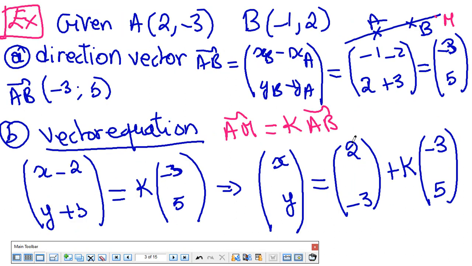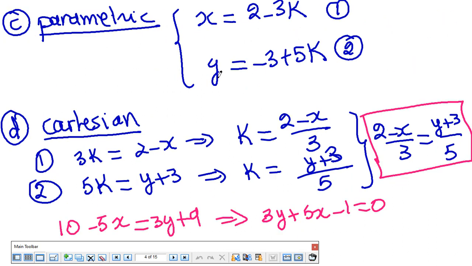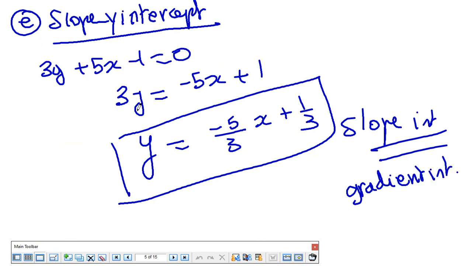So I can write x equals 2 plus minus 3k, y equals minus 3 plus 5k. This parametric equation, I can change it to Cartesian by taking the first equation and calculating k in terms of x. The second equation, calculate k in terms of y, and then we set k equal to k, and I have it. This is the Cartesian equation. I can keep it either like this, or I can cross multiply, and you can find it in this form.